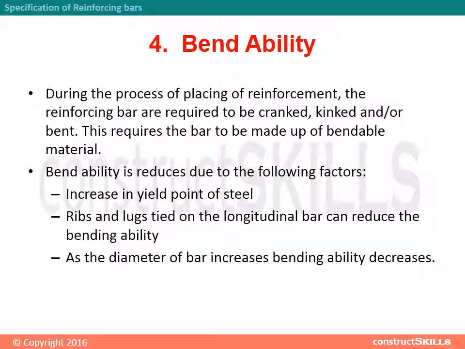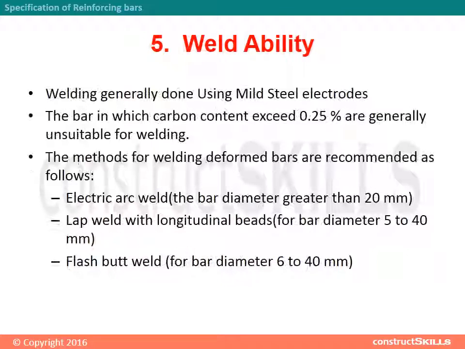Bendability. During the process of placing reinforcement, the reinforcing bars are required to be cranked, kinked or bent. This requires the bar to be made of bendable material. Bendability is reduced due to the following factors: increase in yield point of steel; ribs and lugs tied on the longitudinal bar can reduce the bending ability; as the diameter of the bar increases, bending ability decreases.